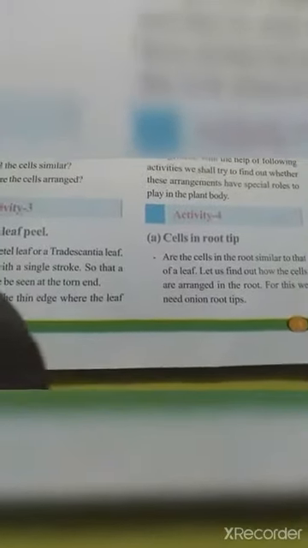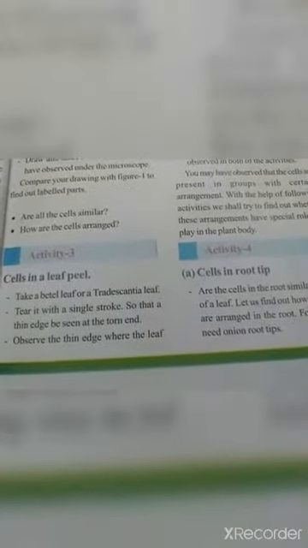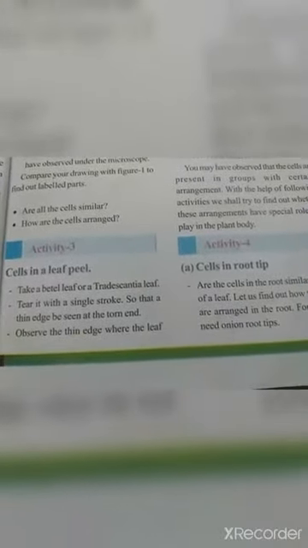Next activity, cells in root tip. In our previous activities, activity 2 and activity 3, we observed the cells in onion peel and cells in leaf peel. Now we are going to observe the cells in root tip. This activity is on page number 13. If you have textbooks, open page number 13. Here on page number 13, we have figure 3. For this activity, we first need to take one onion bulb. Onion bulb means one onion.